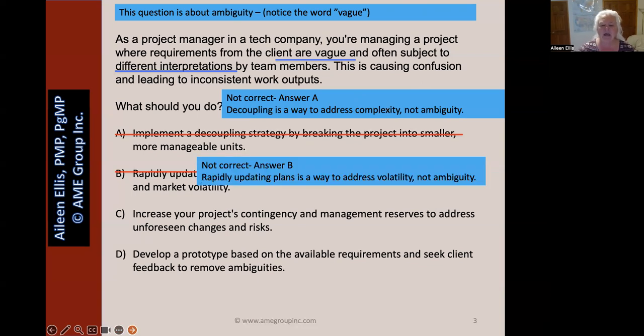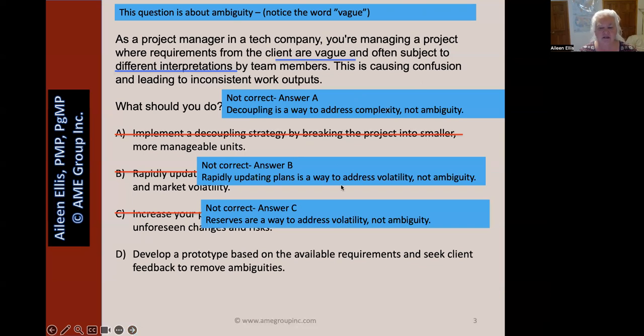Let's go to C. Increase your project's contingency and management reserves to address unforeseen changes and risks. When you see changes, great, changes should be addressed through reserves. Reserves address volatility, not ambiguity.